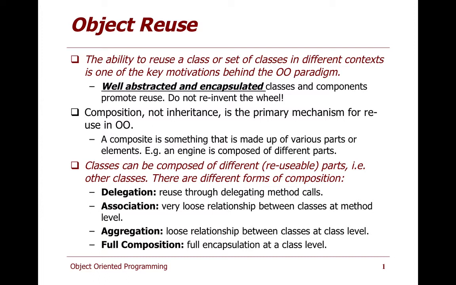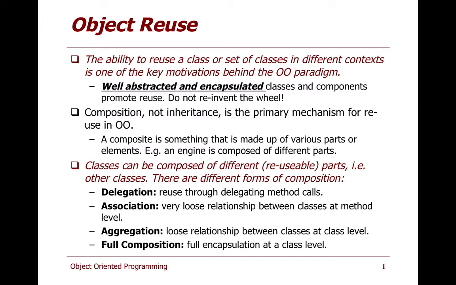Classes, therefore, can be composed of different types of reusable parts. It could be fine grain or very, very coarse grain. But fundamentally, there are 4 different types of composition that we need to understand. There is the notion of delegation. That is, we're going to reuse an existing object through just delegating a method call.